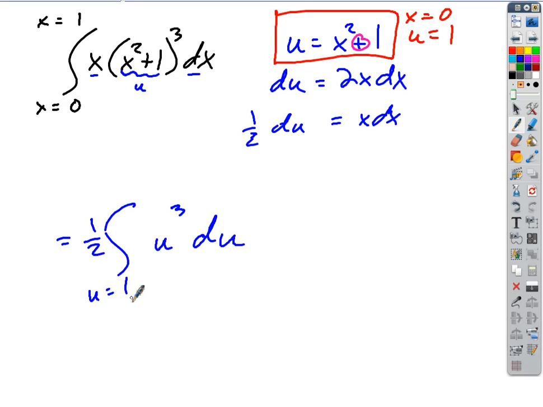Now let's do the other one. When x equals 1, what is u? 2. Good, so then the upper limit would just be u equals 2, right? And this is an easy one to do. What is that antiderivative? The antiderivative of u cubed. U to the fourth. Oh, over 4. There we go.